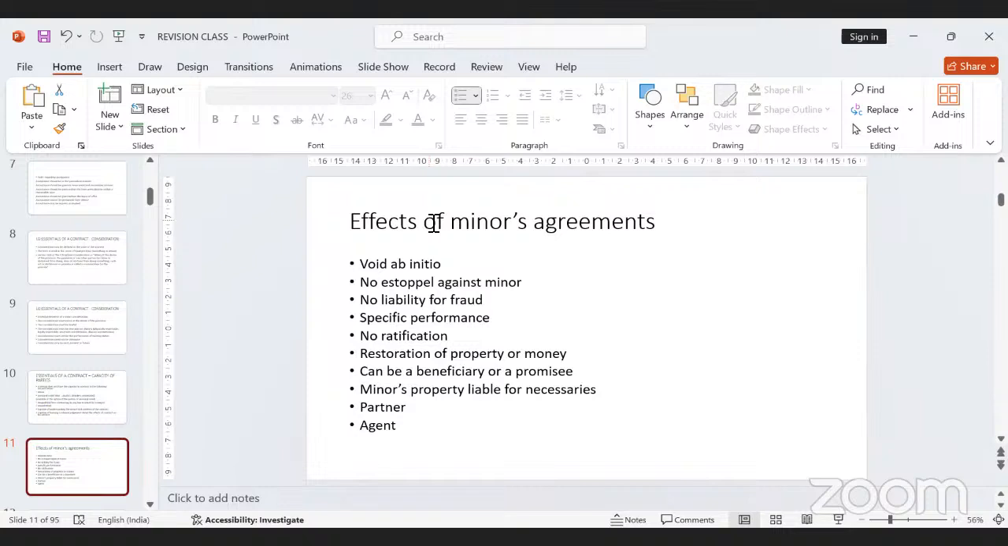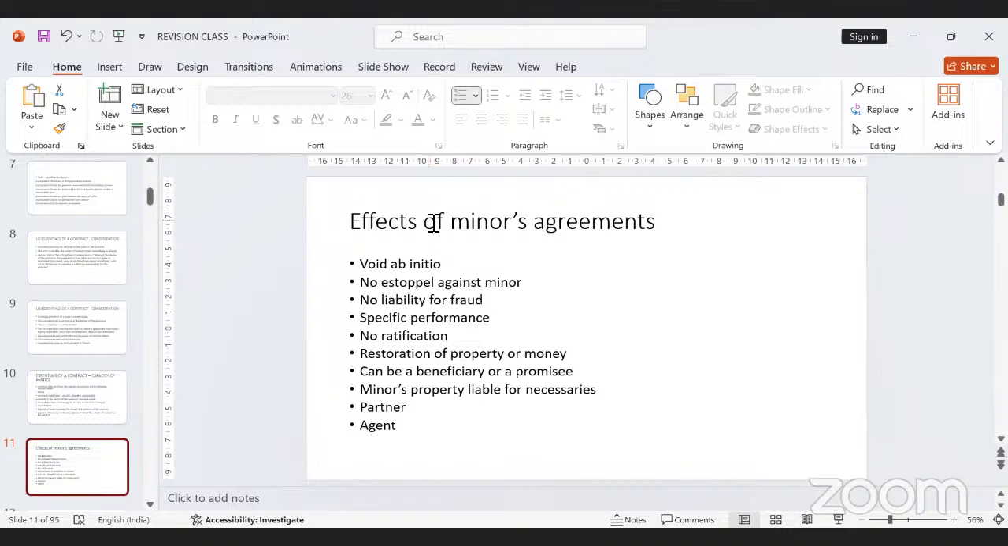So today I enter into a contract, and after 1 month, after completing 18 years, can I ratify that contract? No, I cannot ratify the contract. So a major cannot ratify any contracts that he or she entered into when he or she was a minor. Same person, but after completing 18 years, can they confirm their own contracts or agreements? They cannot. If they want, they have to enter into a new contract, new agreement. That old one is null and void. Now you have to enter a new one.